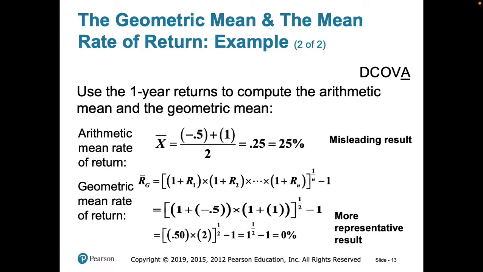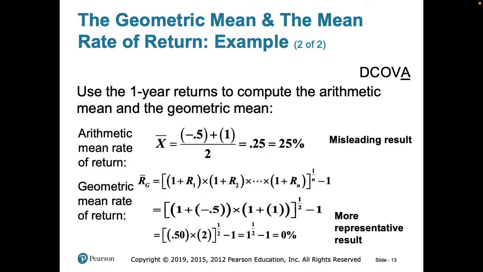So if you use the 1-year returns to compute the arithmetic mean, you will get this right here. So you have that x bar, right? In the first year, you lost 50%, so you have negative 0.5. In the second year, you gained 100%. So if you add those two and then divide by 2, that's how you would normally do the average, or the arithmetic mean. You will get a 25% rate of return, but that's lying. You still got your $100,000. You didn't make any money. So that's where you will need to use the geometric mean.